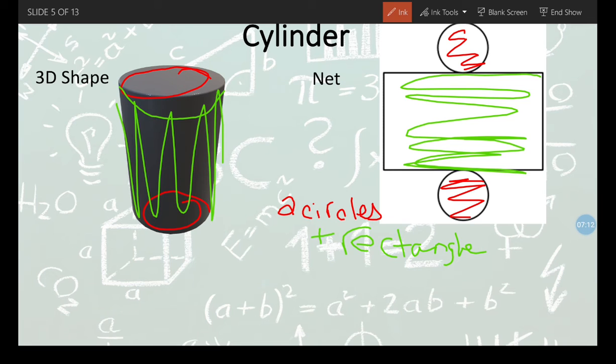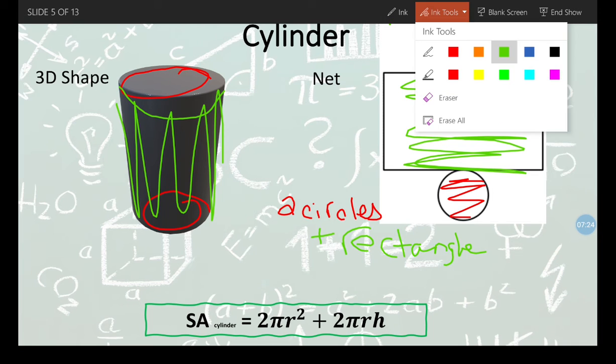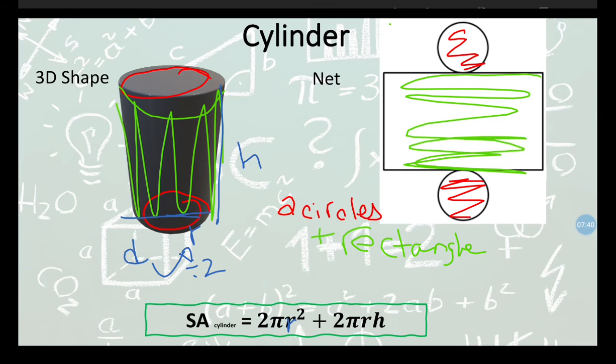Now, I can't just figure out length times width for that. So we actually have a particular formula here that the surface area of the cylinder is equal to 2 pi r squared plus 2 pi r h, where r is the radius and h is the vertical height of the cylinder. And you need to be using r, not diameter. So if you're given diameter, divide that by 2 to use your radius.